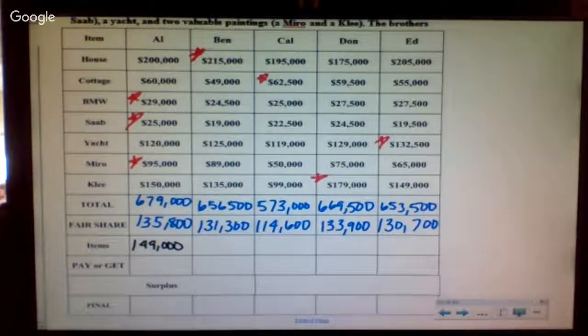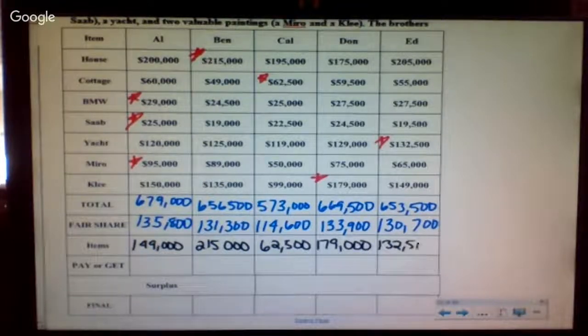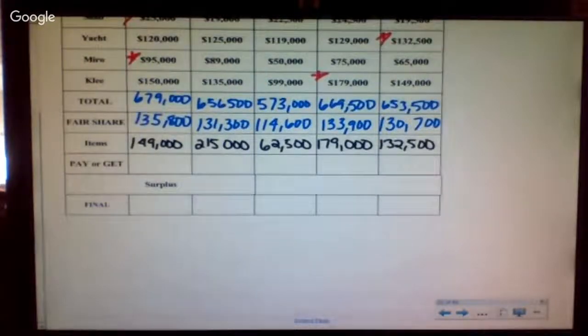$149,000. Ben gets a house worth $215,000. Cal gets a cottage worth $62,500. Don gets a cleat worth $179,000. That's crazy. And Ed gets a yacht worth $132,500. You know it's sad when the painting's worth more than the yacht. Right. I was going to cruise.